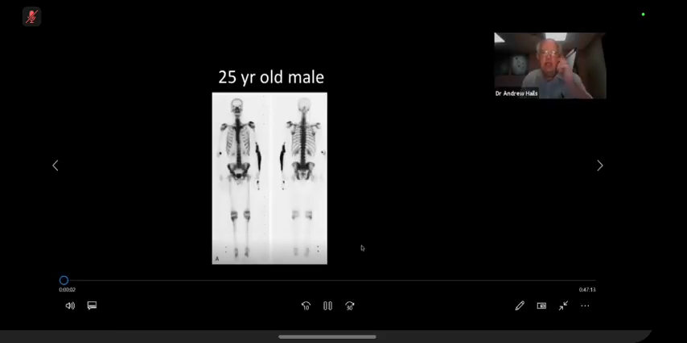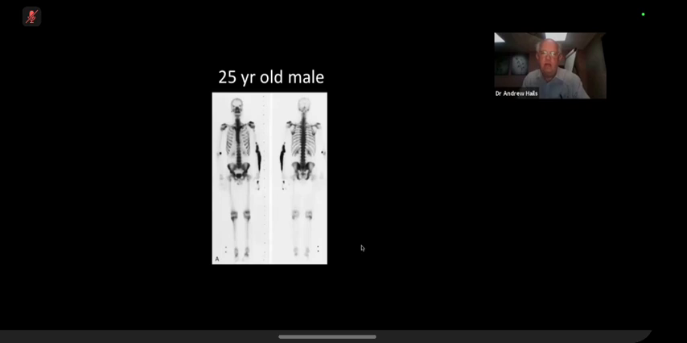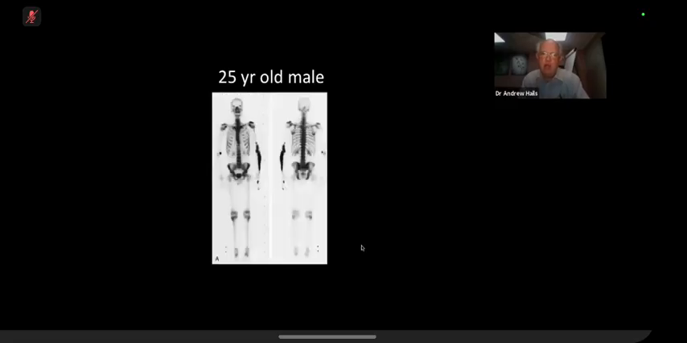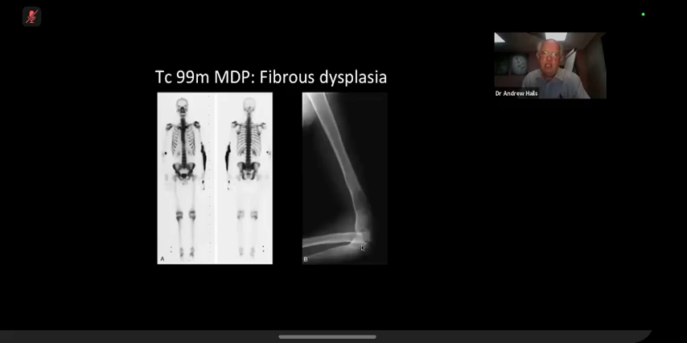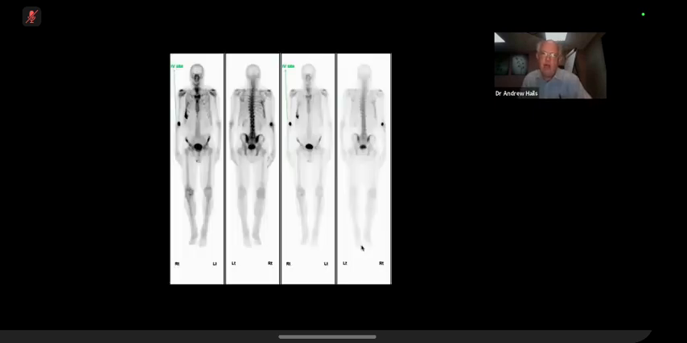So this is another example, a 25-year-old with greatly increased uptake in the left arm, and there's a plain film showing fibrous dysplasia. When you think about comparison of Paget's disease and fibrous dysplasia, it can be difficult. Paget's disease, on the whole, tends to involve older people and will involve a whole bone, whereas fibrous dysplasia may involve several bones quite often, but it doesn't have to start at one end and progress to the other. It doesn't have to involve the whole bone.